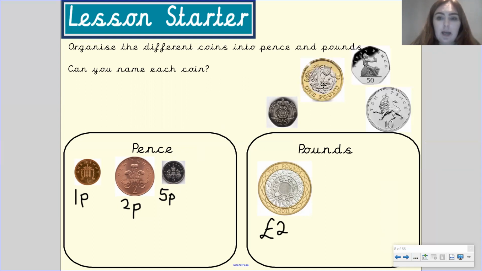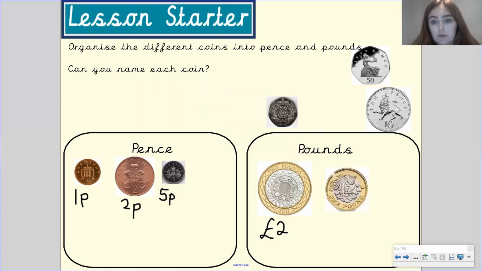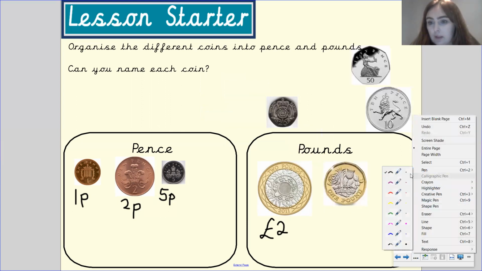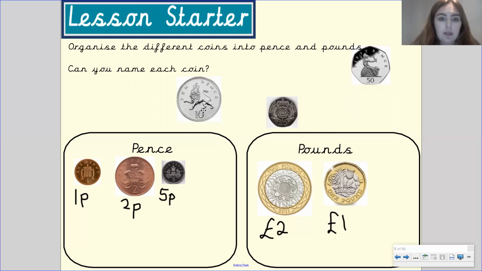Okay, let's have a look at this one here. What coin is this? Pause the video to have a think. Well done. If you got it's £1, you can see just here it says £1 written on the coin. So it goes over into the pounds column, and the way we show it's a pound is by drawing the pound sign and then putting a 1. Okay, let's have a look at this coin here. What coin is this? Pause the video to have a think.